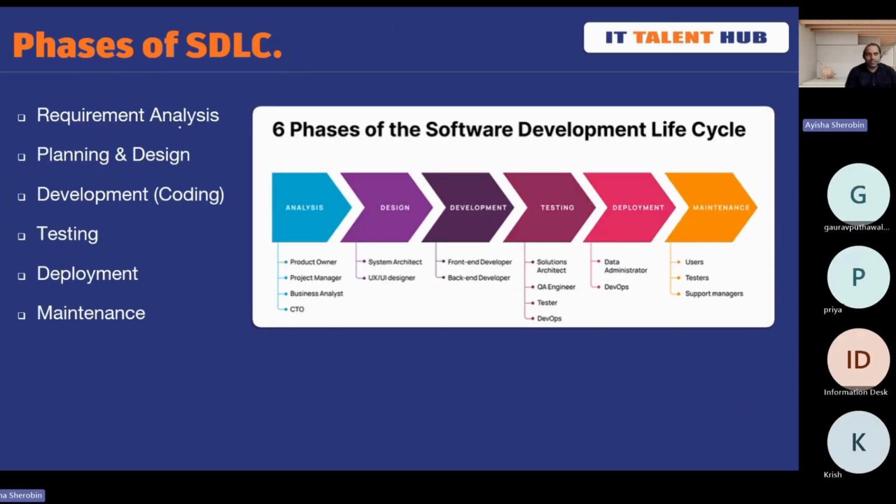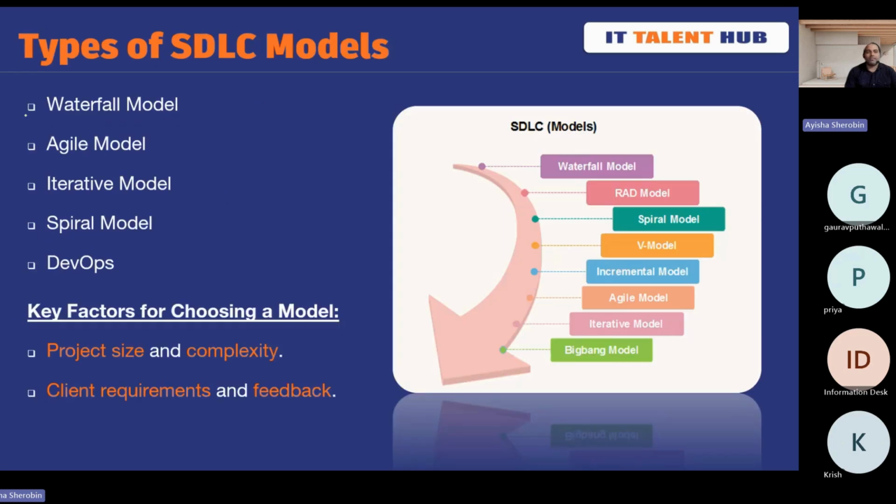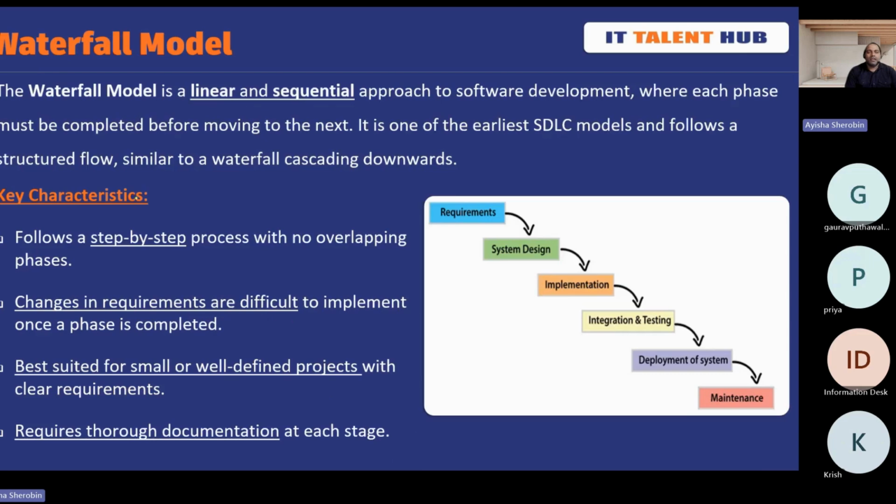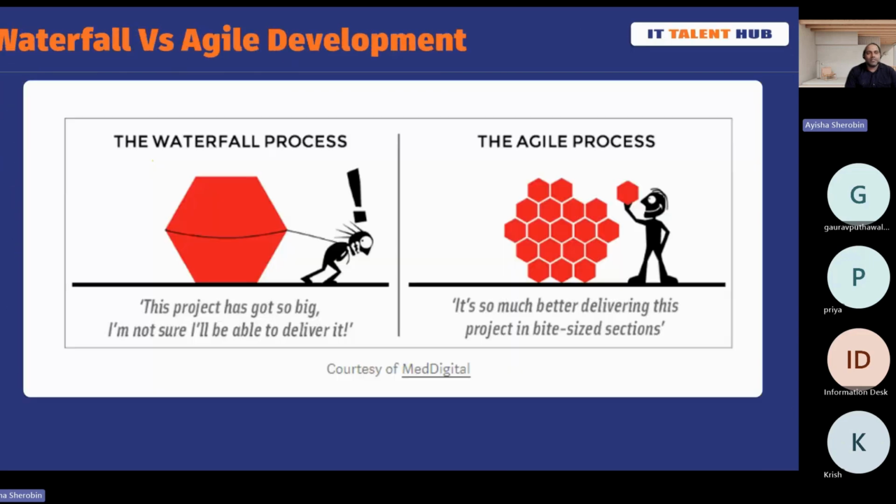The SDLC process we have discussed. These different phases: requirement analysis, planning and designing, development, testing, deployment and maintenance, these all we have discussed: waterfall model, agile model, and we have many other models, and we are talking about DevOps now. And this is about waterfall and agile that we just discussed, and waterfall and agile look like this.